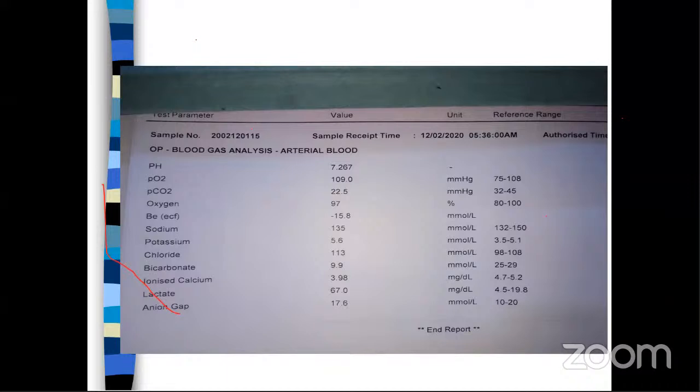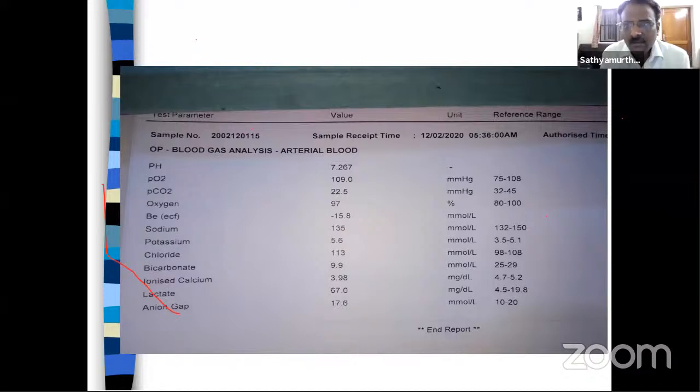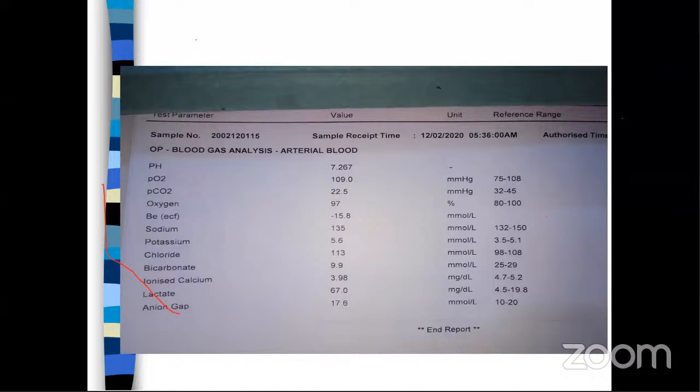Dr. Satyamurthy. Yes, sir. Yeah, we have covered both theoretical and clinical aspects of it comprehensively. Congratulations.